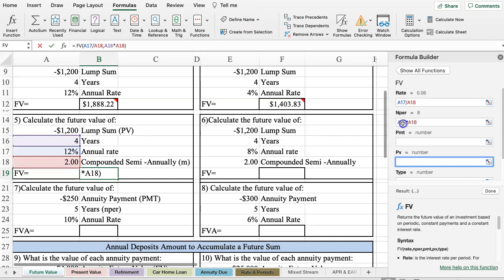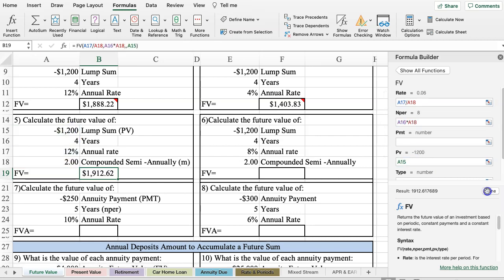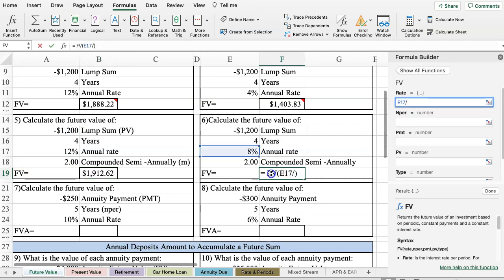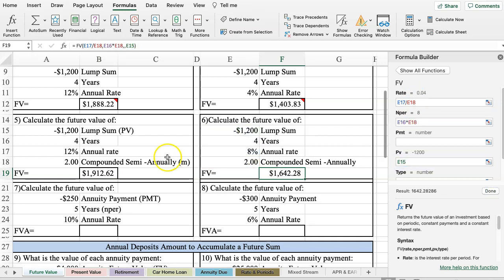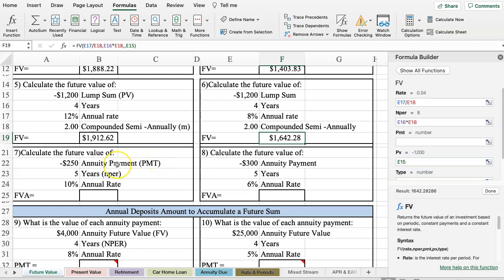The present value is going to be as before. Hit done, and this will calculate. Again, to calculate, we divide the rate by the frequency, and the nper, which is the years times the frequency, goes in the formula, and it's just the value. Done. Okay, so now we have a new problem with a payment.